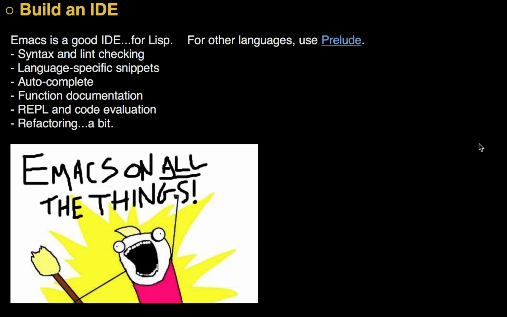Now, Emacs has a lot of syntax highlighting and limited support for many languages. Probably not good enough. We want things like auto-completion and like that REPL stuff I was showing earlier. For that, check out the Prelude project. They happen to have a lot of package collections for many of the languages you might be interested in.